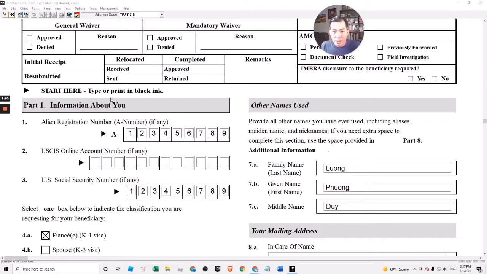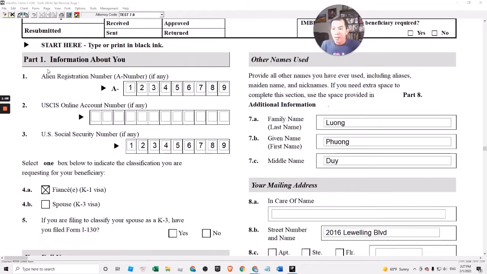If you type, it's okay. But if you write it out, you print it out, it must be in black ink. So the first part is information about you. When I say you, it means the person who is here in the United States, who is the petitioner, submitting the form to petition your fiancé from overseas. So when I mean you, it means the petitioner.